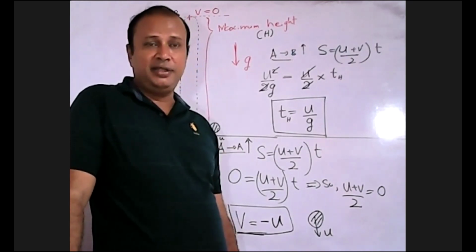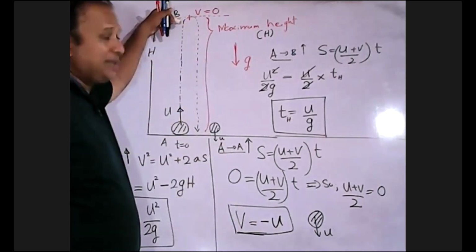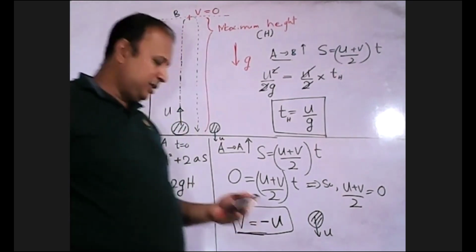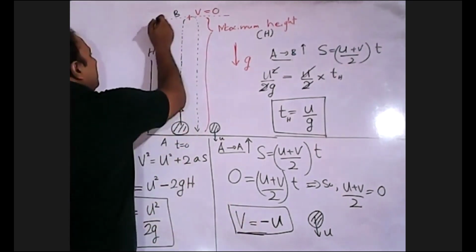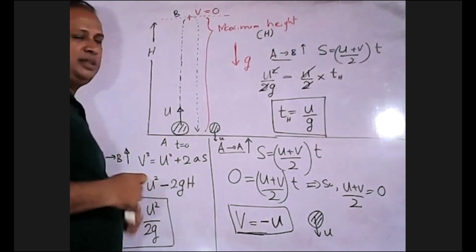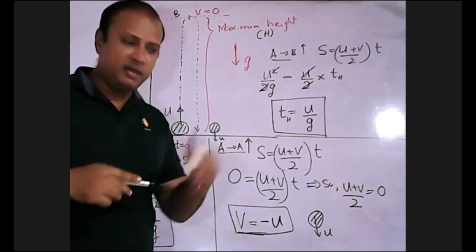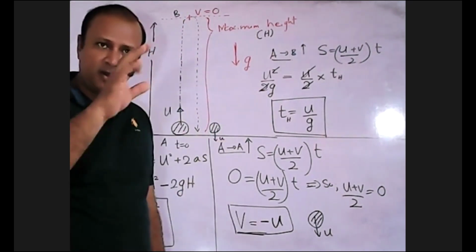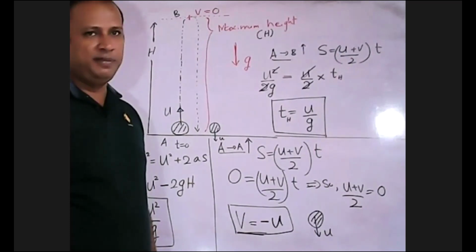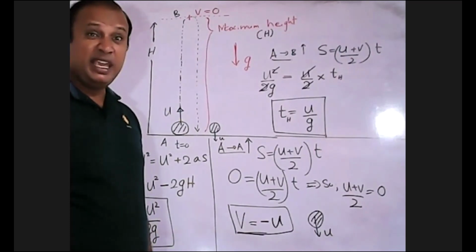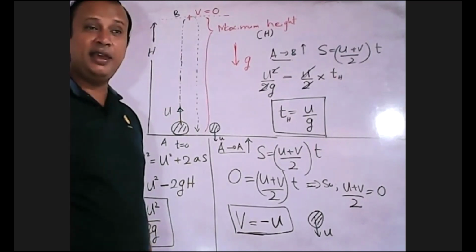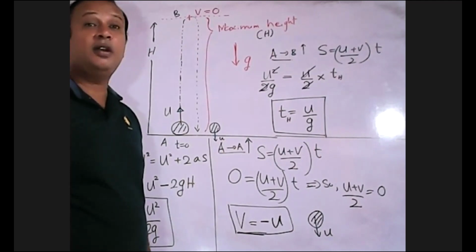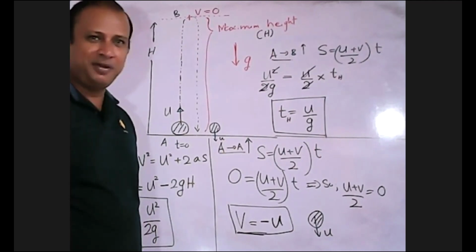At the maximum height, the velocity of the ball, the velocity of the projection, is equal to zero. So if it is a vertical projection, at the maximum point the velocity will be zero. But if it is an inclined projection, the velocity will not be equal to 0.